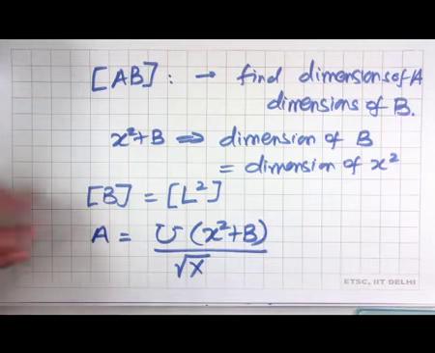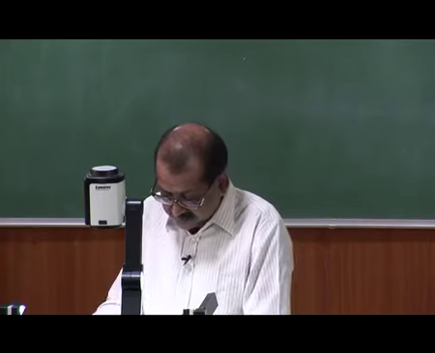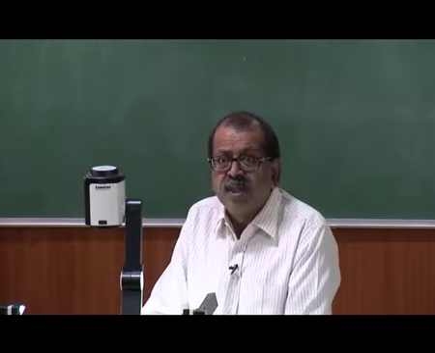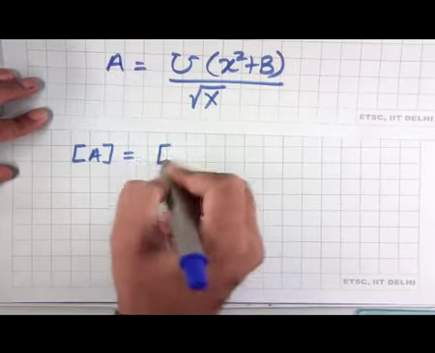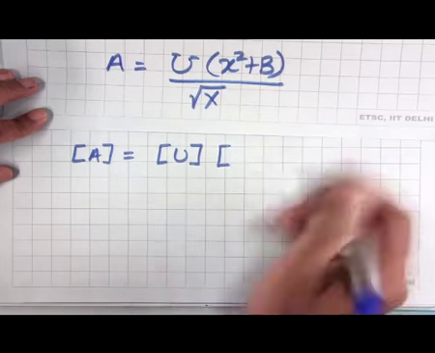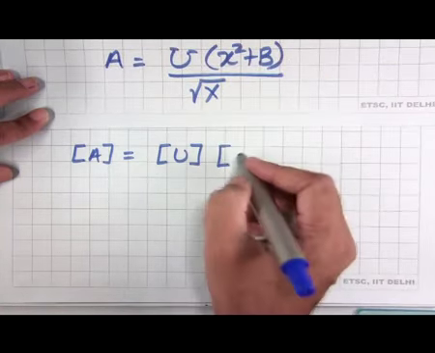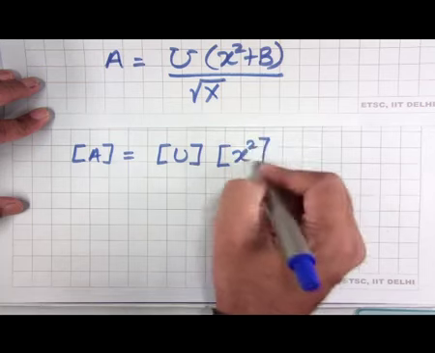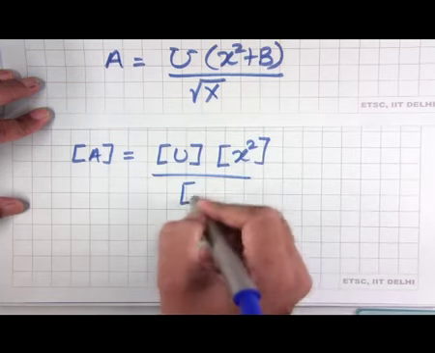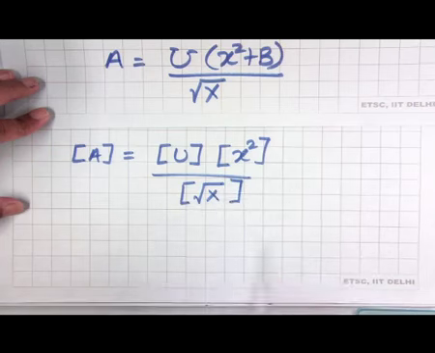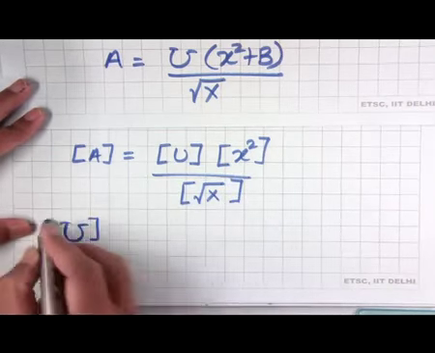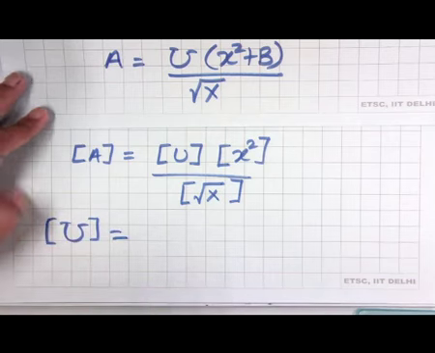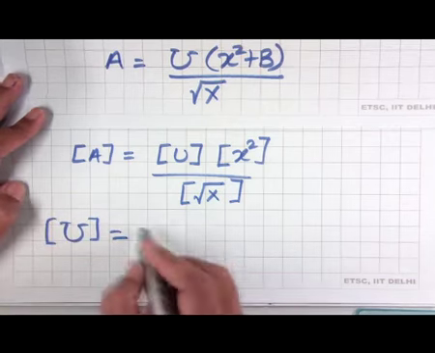So, therefore, the dimensions of A, now if I write the dimension, this is for A. So, A is given like this. So, dimension of A is equal to dimension of u times dimension of either x square or b, one of these. So, let us say dimension of x square divided by dimension of square root of x. Now, what we need to find is the dimension of u. U is given to us as potential energy of a particle.